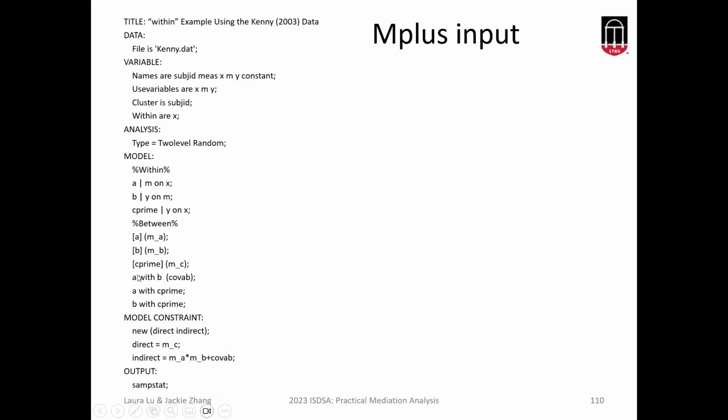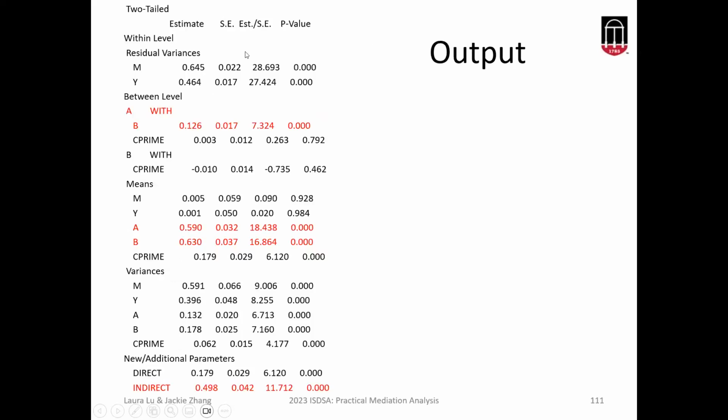This is estimated here, A with B. A with B is the covariance between A and B. We can name it covariance AB. So we need to add this part, and then together we have the indirect effect. This is the expectation of A times B. So that is the code, and after you run the code, we have the output.